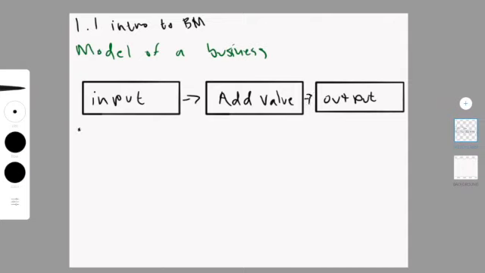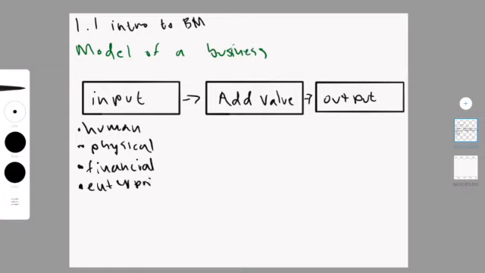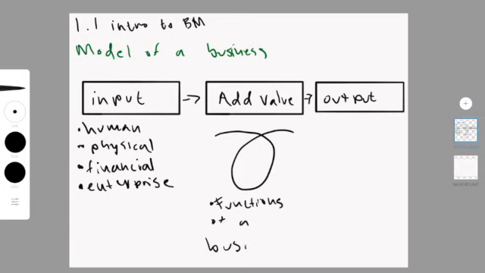So the input could be human. That's human resources, essentially, who are your employees? It could be physical, as in materials. I don't know what, but let's say wood or something. Financial, obviously you need money to do these things, and enterprise. Now, if you're wondering what enterprise means, it's basically the idea behind the business, like the business idea. The added value comes in all the functions of a business. We'll talk about the functions very soon, so you'll find out about that.